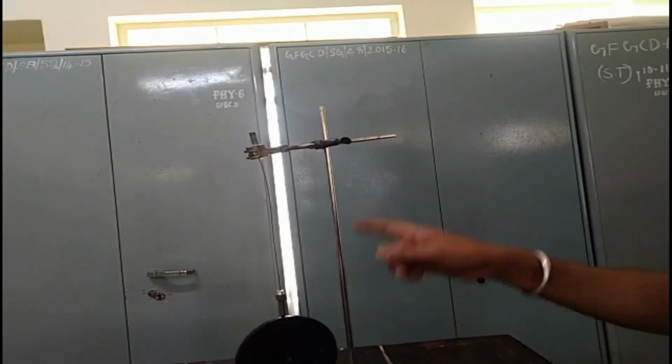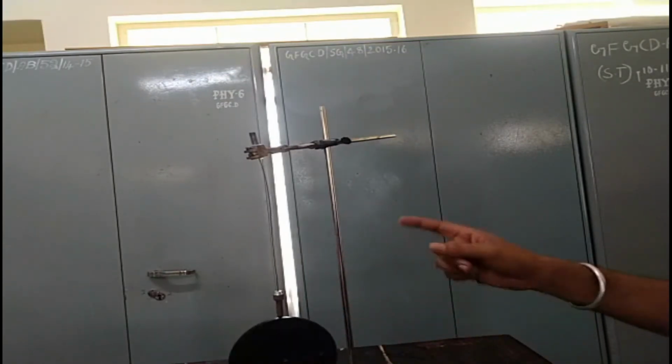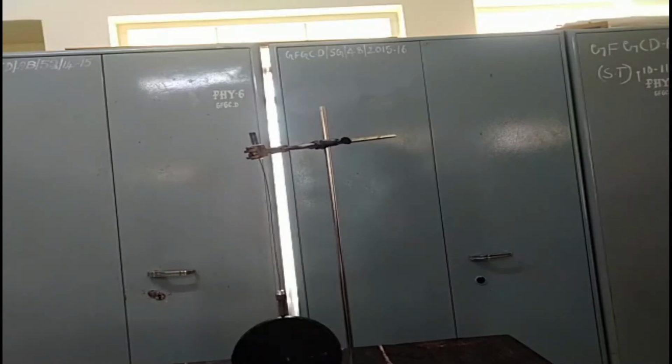So like that you have to repeat the experiment 3 times. You will get T1, T2, T3, and then calculate the mean T and then calculate capital T also. What is capital T? That is the period of oscillation, the time taken for 1 oscillation.